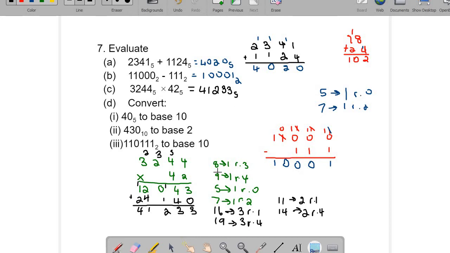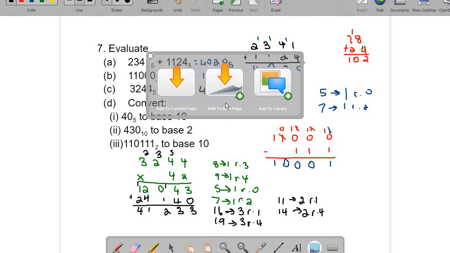Okay, I'm going to have to snip this question.